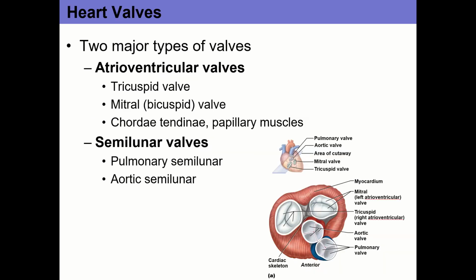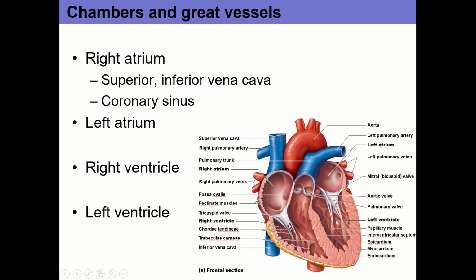There were a couple other things on this slide. You can see the chordae tendineae and then the papillary muscles. The chordae tendineae are these little white things here. I've seen them compared to the strings on a parachute, with the valves themselves being the parachute, and the chordae tendineae being the strings that attach them to you. I don't know if that's helpful for you.